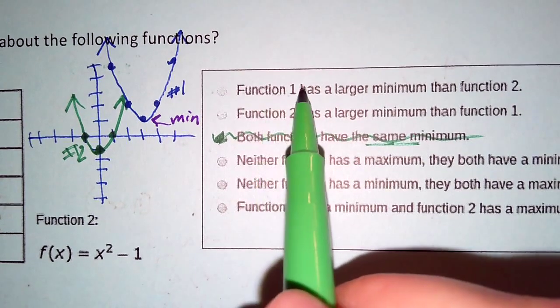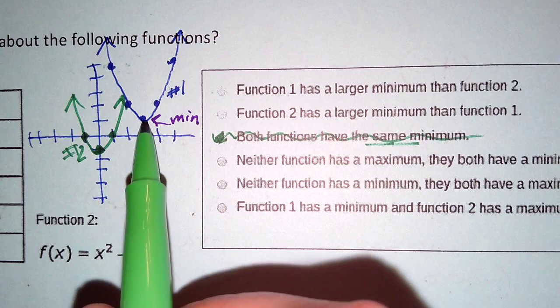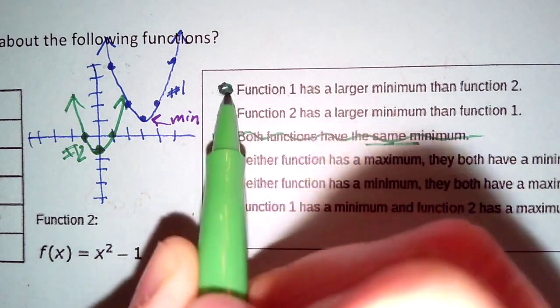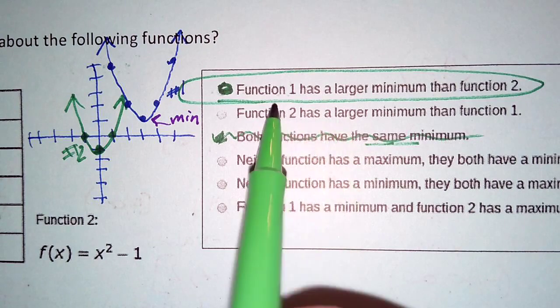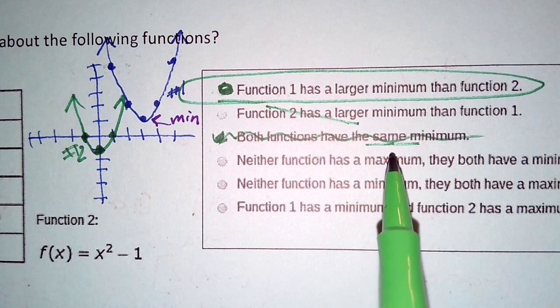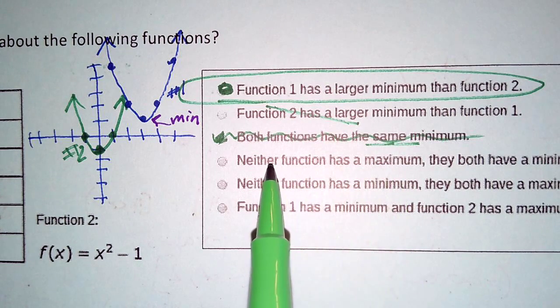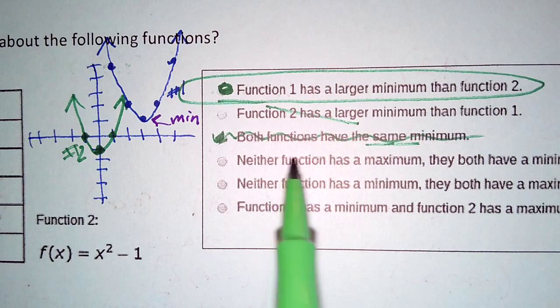It says function 1 has a larger minimum than function 2. Yes, that's true. It's larger, it's higher. So that's true. Maybe we even circle it. Okay, function 2 has a larger min. No, we just said function 1 did. Okay, this one's wrong. They have the same. That's not true. Number 4, neither function has a max. They both have minimums. Yep, that's true.